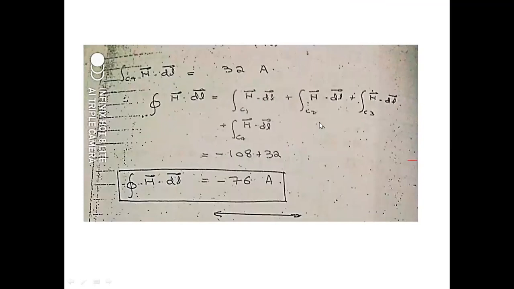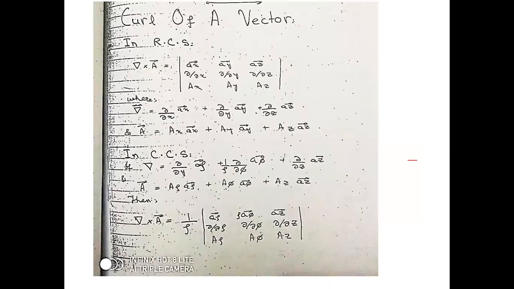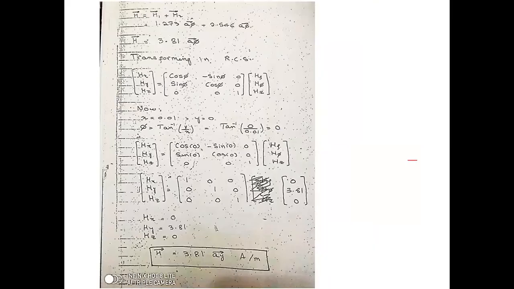Now adding all these four values for the paths C1, C2, C3, and C4. As you know, this was 0, the answer for this was minus 108, this was again 0, and for this we will have H dot dL equal to 32. So after adding, we will get minus 76 amperes. Okay, so that was all about the two examples, the numericals based on the Ampere circuital law we discussed in the previous lecture. So thank you.